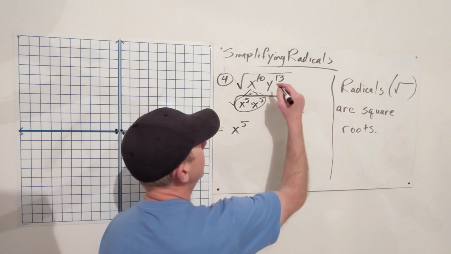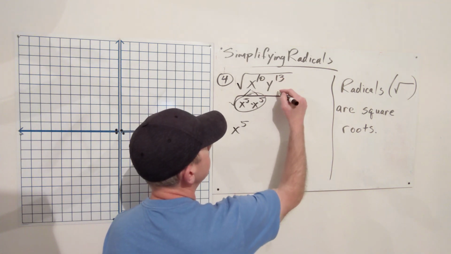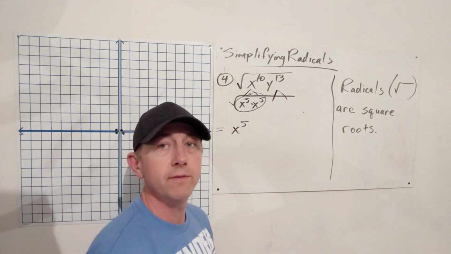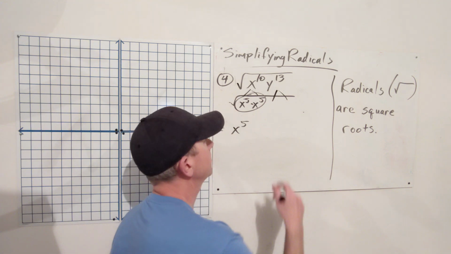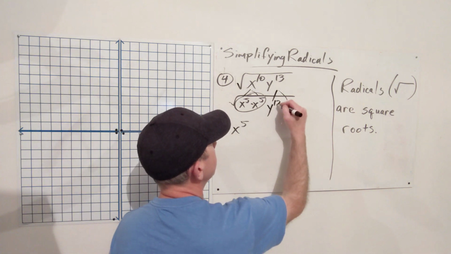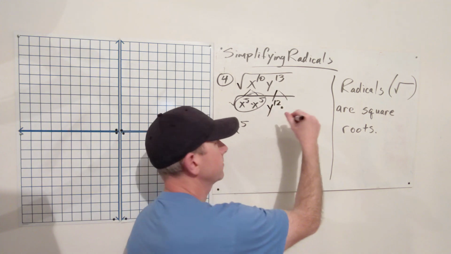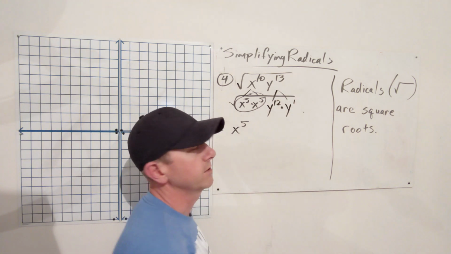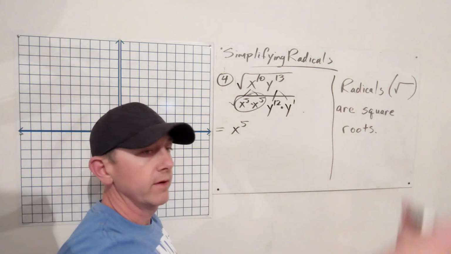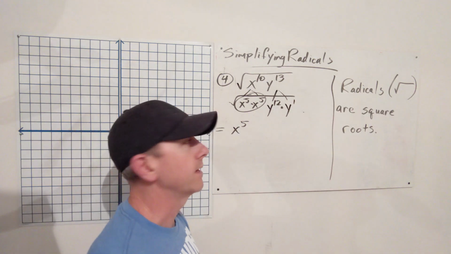So what we're going to do is go to the closest even number. The closest even number to 13 would be 12. That means I still have to account for that one extra one, so that's y to the 1st. I can't go over it, because I can't create more y's than I have if I have y to the 13th.